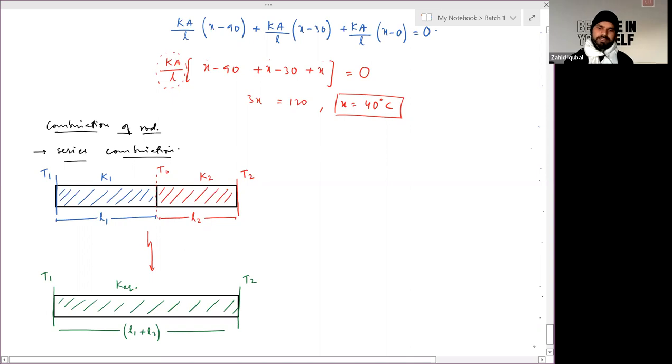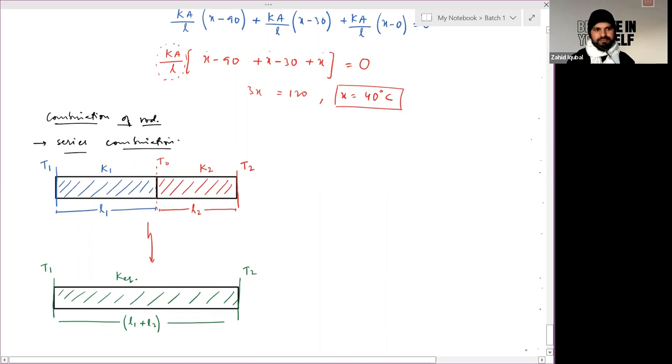Hamza, any doubt related to these two diagrams? No, sir.